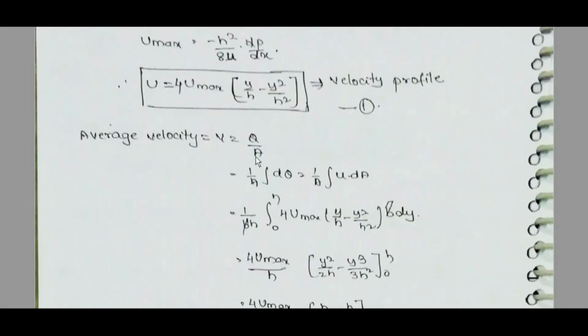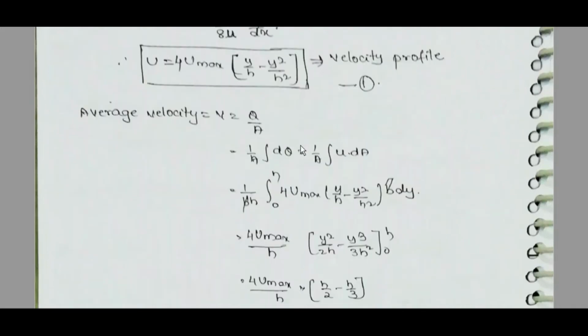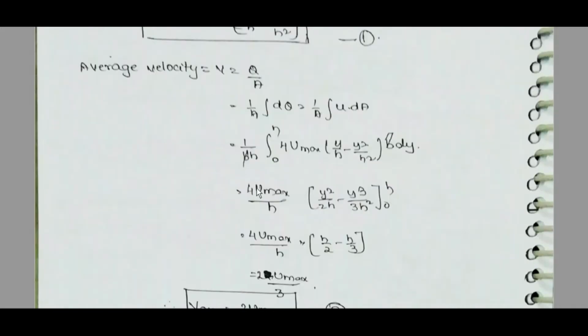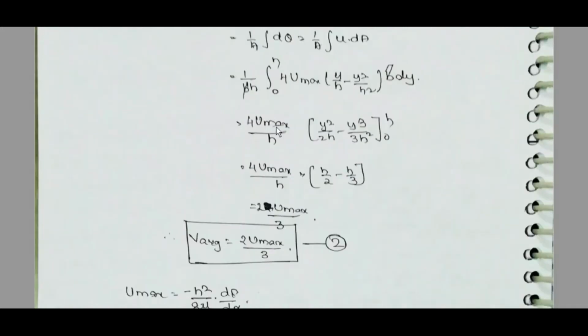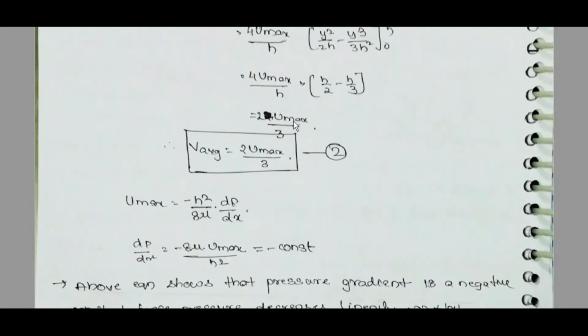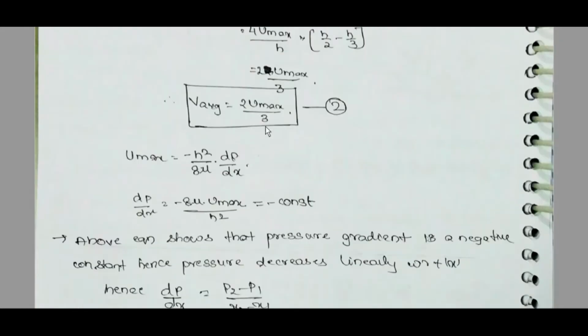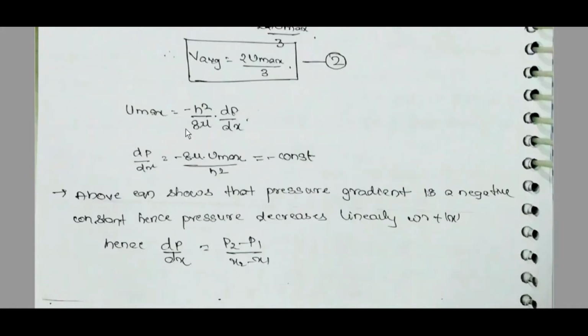This is the velocity profile. Average velocity V is equal to Q by A is equal to 1 by A integral u dA, which is equal to 1 by bh integral 0 to h 4 u max into y by h minus y square by h square into b dy. Integrating, 4 u max by h into y square by 2h minus y cube by 3h square from 0 to h. After substituting, we will get 2 u max by 3. V average is equal to 2 u max by 3.